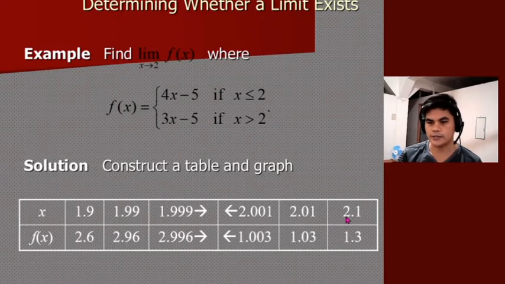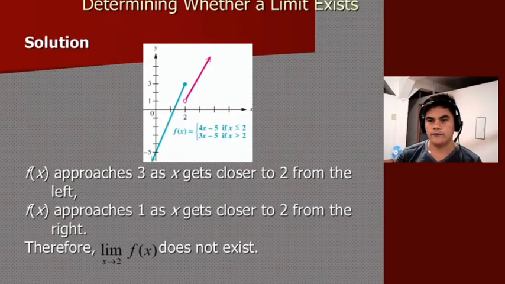From the right, we have 2.1, 2.01, and 2.001 as x approaches 2 from the right. The corresponding values are: at 2.1, 1.3; at 2.01, 1.03; and at 2.001, 1.003.